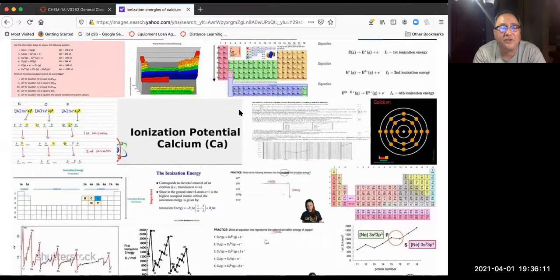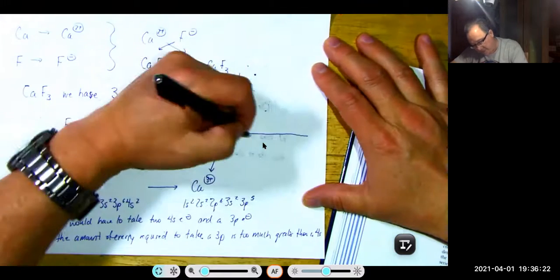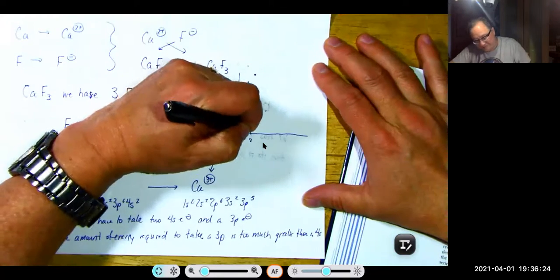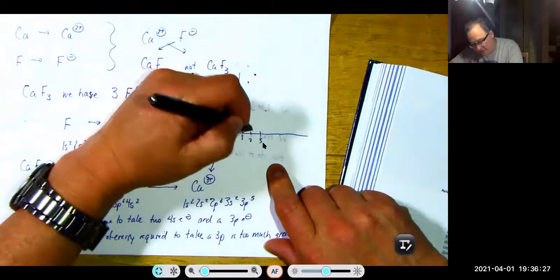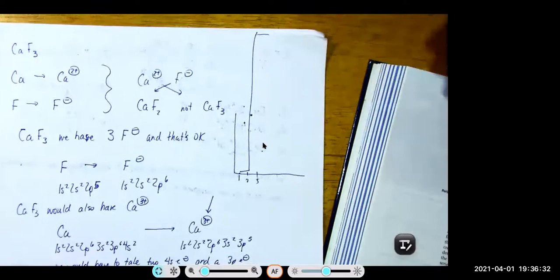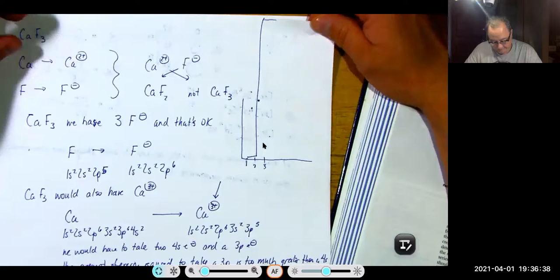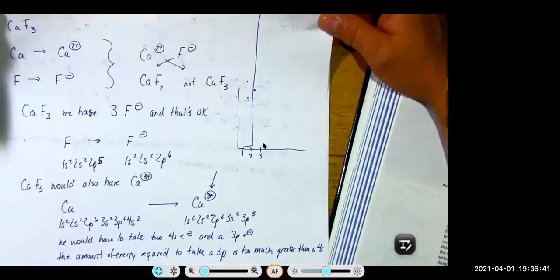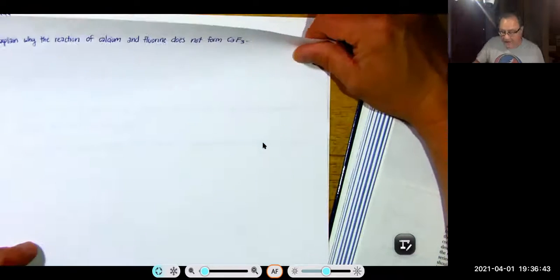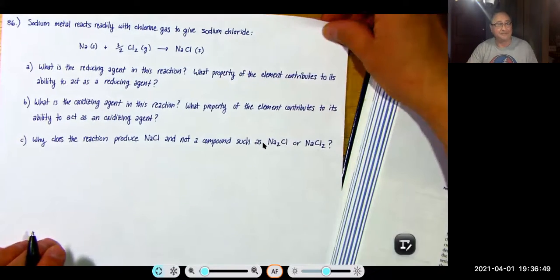Yeah, so if I do a new share and go back to here, if they had a non-logarithmic scale for calcium, it would look something like this. Here's 1, here's 2, and then 3 would be up here. You can't even see it, it's so high. So by making it a logarithmic scale, you can actually see it. Okay, so that's the answer. For calcium, you'd have to take a 3p electron, and it ain't gonna happen.